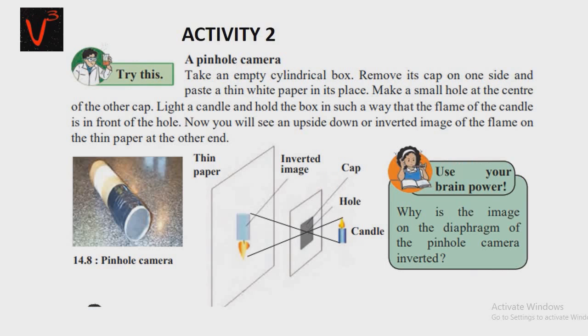This activity is making a pinhole camera. Take an empty cylindrical box, remove its cap on one side and paste a thin white paper in its place. Now make a small hole at the center of another cap. Light a candle and hold the box in such a way that the flame of the candle is in front of the hole. Now you can see an upside down or inverted image of the flame on the thin paper at the other end. Try to do this.